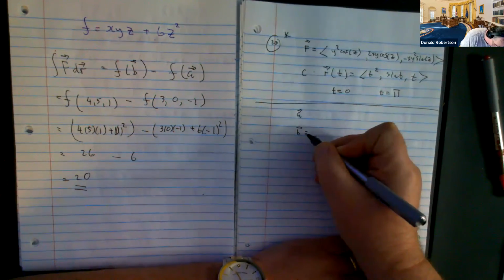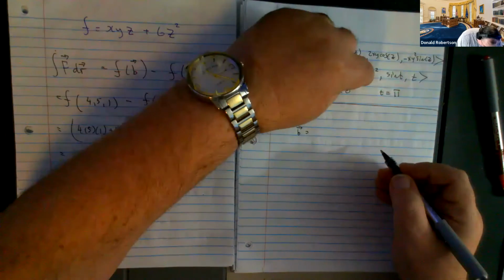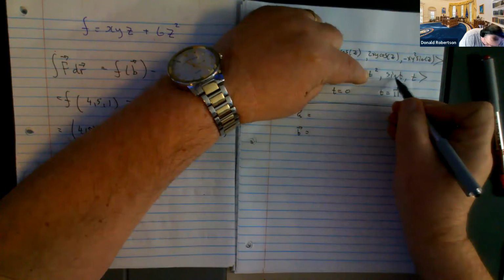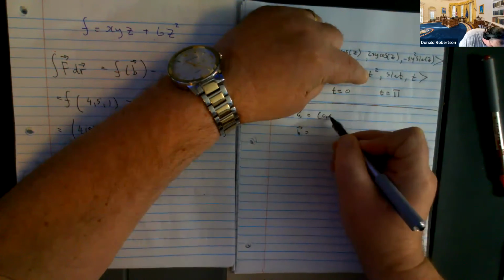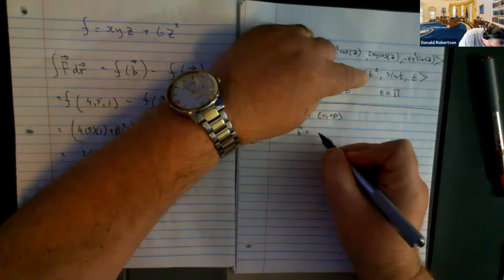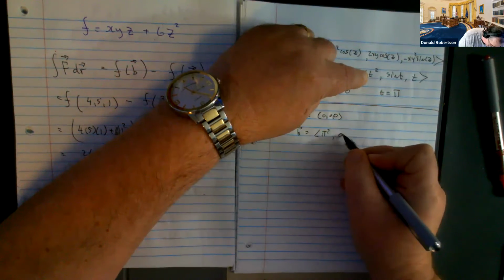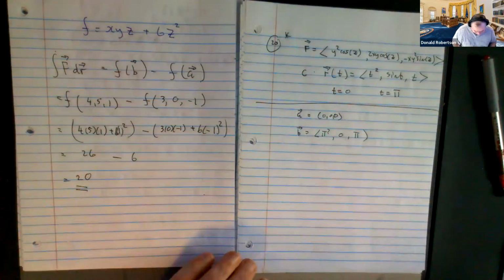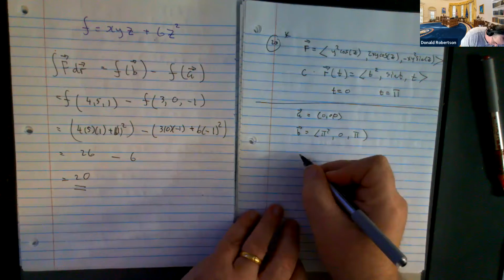Right, let's find the A and the B, the coordinates of where it starts and where it finishes. If you plug in 0, you get 0. Sine 0 is 0, so you get 0, 0, 0. And if you plug in pi, you get pi squared, 0, pi. Okay, got my start and finish.